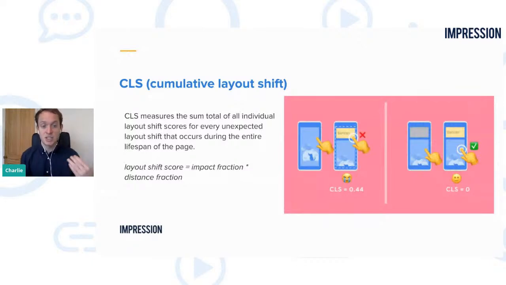So what that's done is that's shifted the layout because that's loaded in kind of as you're trying to click on something, and then that gives you a certain amount of layout shift. So you can see that it is a score of 0.44.